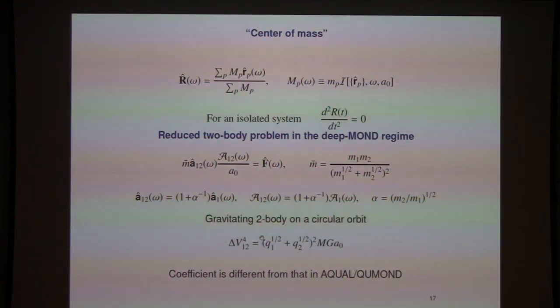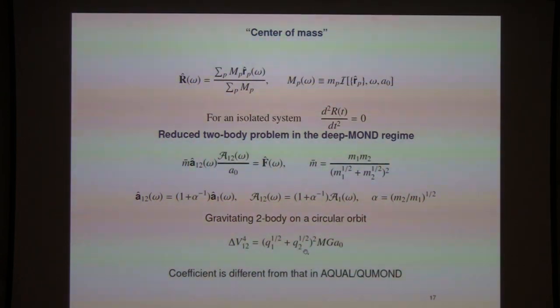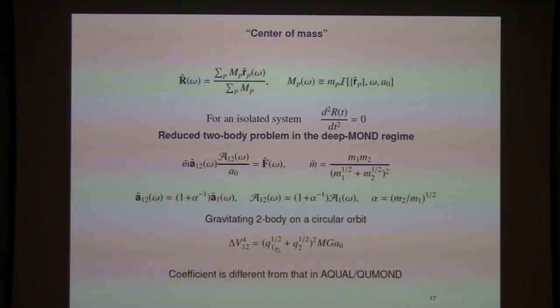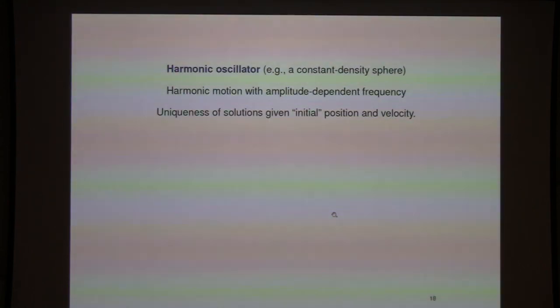So there is a relation between V and the force. These are the mass ratios, M1 over big M and so on. So it's different from QUMOND and AQUAL. I mean, of course, it is still MGa squared, but the dependence on the mass ratios is somewhat different. Already some interesting results. Harmonic oscillator can be solved exactly.